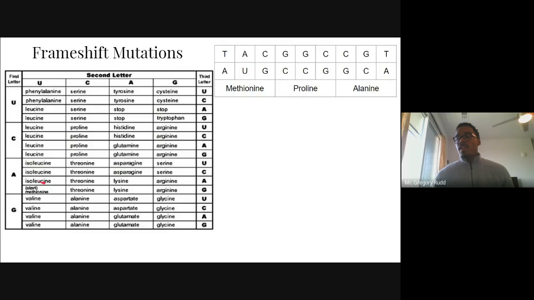And then my third letter is G, so I follow my G over, and that tells me that I end up with methionine as the amino acid. My next codon is CCG. Remember, codons are read in groups of 3, CCG. My first letter is C. My second letter is also C, so I'm now looking over here somewhere. And my third letter is G, so I end up with proline.